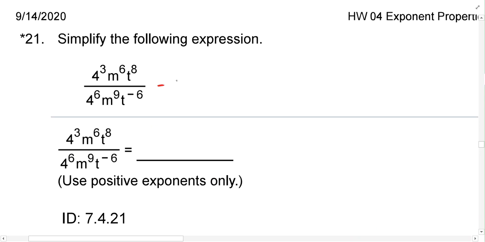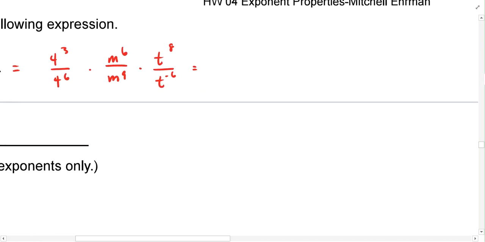And for our final example, we'll again split this up into pieces. So 4 cubed divided by 4 to the 6th times m to the 6th over m to the 9th times t to the 8th divided by t to the negative 6th. So me personally, I like to eliminate the fractions first, so I'll do that by subtracting the exponents when the bases are common. So I now have 4 to the negative third power, m to the negative third power, and t to the 14th power. 8 minus negative 6 is positive 14.